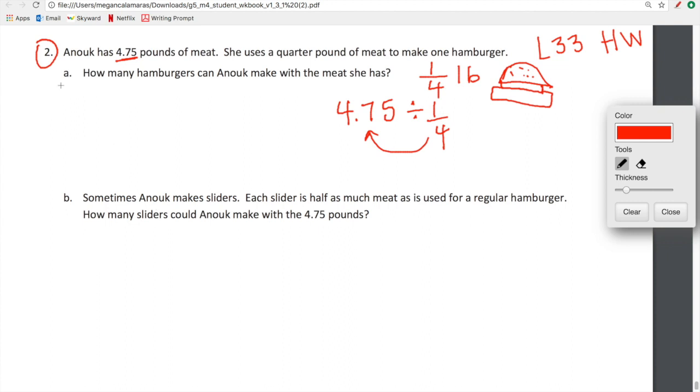So number 2 in lesson 33 homework is a really good example of a problem that will look vaguely familiar as the last problem in our celebration of learning. So here we have Anouk, and we're going to work on this tomorrow in class. We'll be working on lesson 33 homework and problem solving. So we have Anouk has 4.75 pounds of meat. She uses a 1/4 pound of meat to make 1 hamburger. So I have 1/4 pound. We'll make 1 hamburger drawing here.